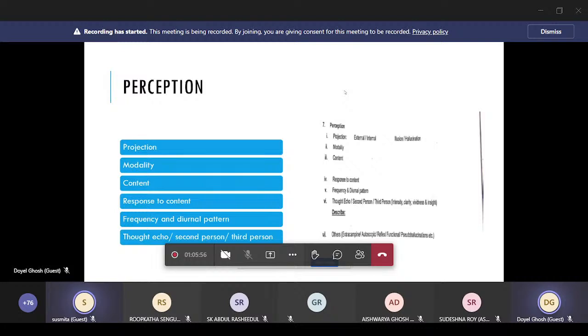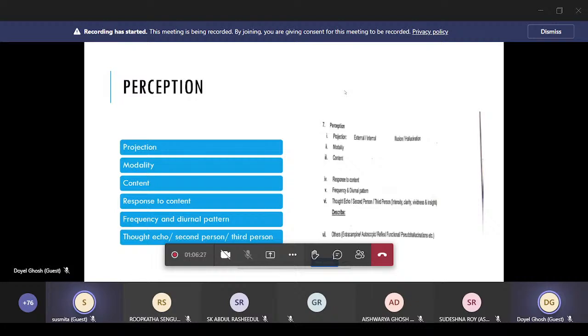And then modality: in which modality are you perceiving it? Auditory, visual. There may be some olfactory hallucination. A person is always smelling something. There is a smell. Something rotten is there. This kind of olfactory hallucination may be there. There may be somatic hallucination, that is called formication, that an ant or something is crawling all over my body.